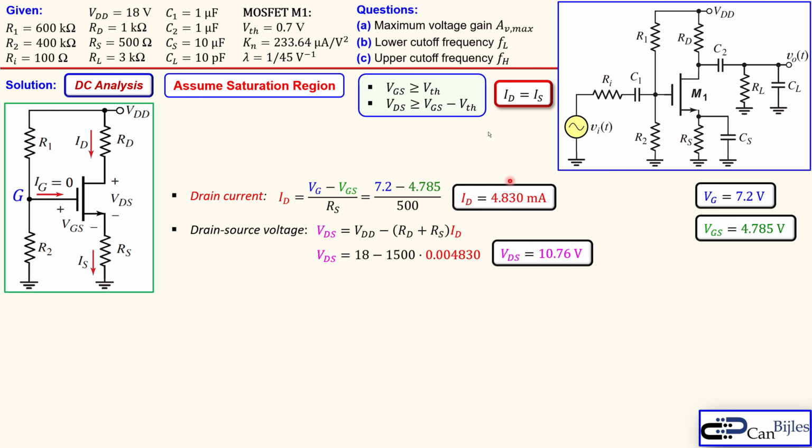Is this now larger than the difference here? Well, VGS minus the threshold is 4.785 minus 0.7, which is 4.085 volts. And this is much larger than that one, so this is definitely okay.